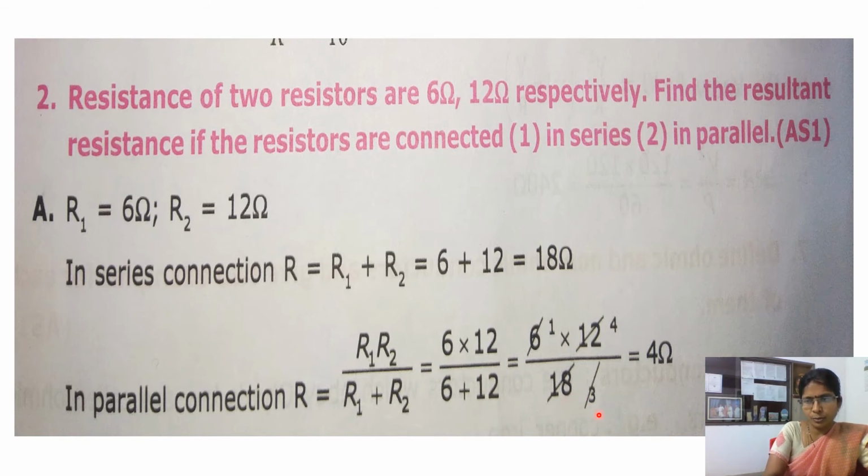And again you have 3 in the denominator and 12 in the numerator. So 3 ones are 3, 3 fours are 12. So finally what we get is 1 into 4 is equal to 4 by 1, which is equal to 4. So the equivalent resistance in parallel combination of these resistors is 4 ohms.